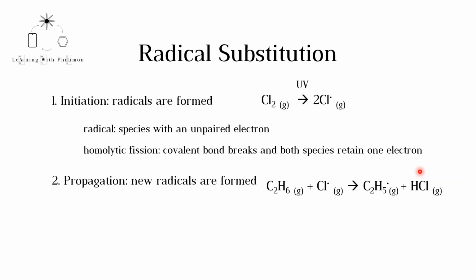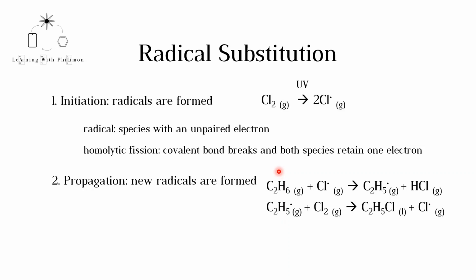Multiple propagation steps are possible. The C2H5 radical may react with chlorine gas to form chloroethane, C2H5Cl, which is our intended halogenoalkane product, and another chlorine radical. This chlorine radical can go on to react with another ethane molecule. Thus, there is a propagation of the reaction.